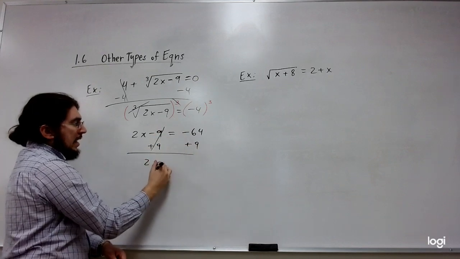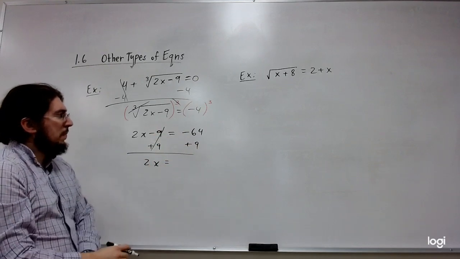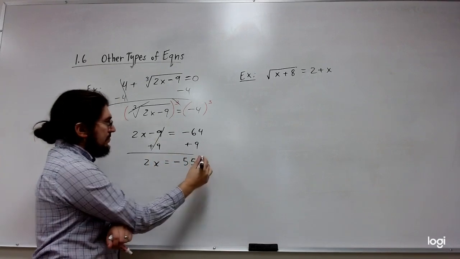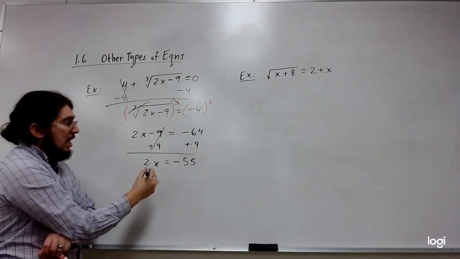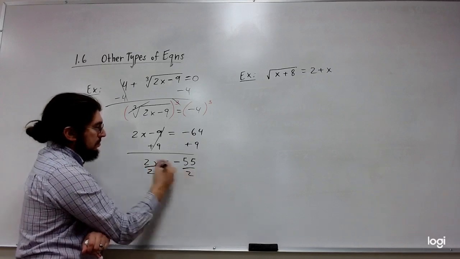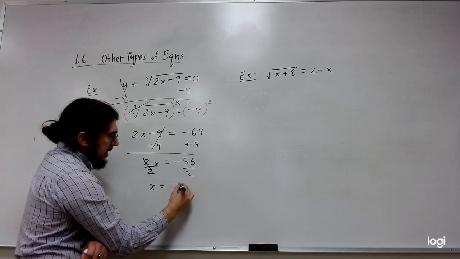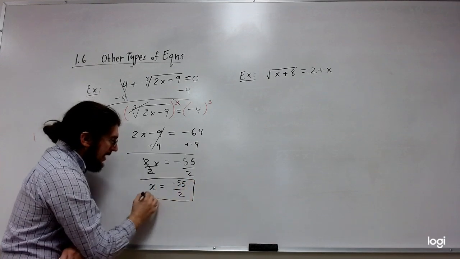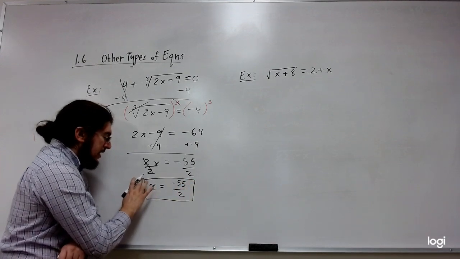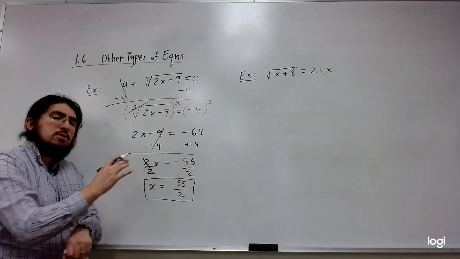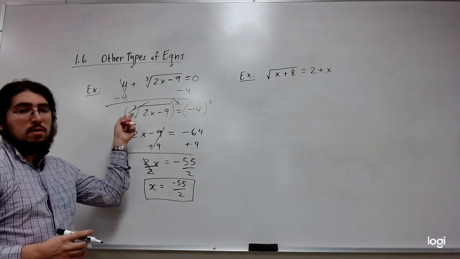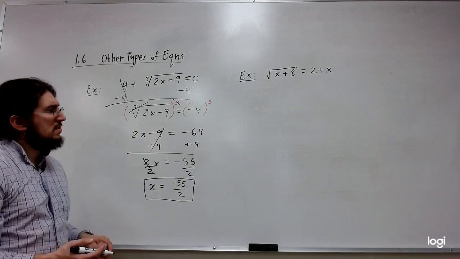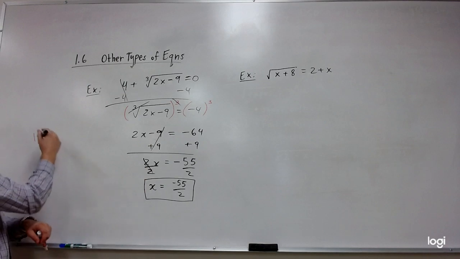Let's see, what's negative 64 plus 9? That's negative 55, I believe. Right? So now dividing by 2, this leaves us with x is equal to negative 55 over 2. And something I want to say here is that you don't actually have to check your solution when there is an odd root in the original equation. I want to check this anyways, so let me check it over here in some space I have here.